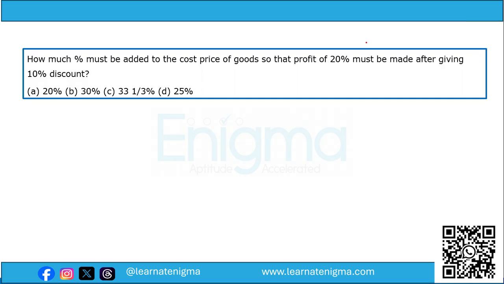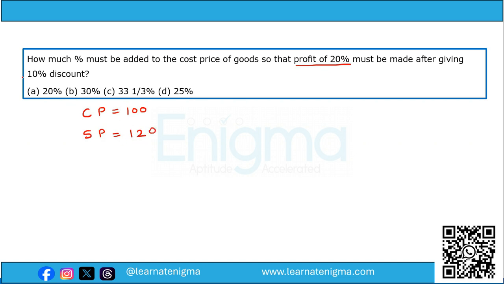How much percentage must be added to the cost price of goods so that a profit of 20% must be made after giving a 10% discount? Now, let's assume the cost price to be 100. Now we want a profit of 20%. So therefore, the selling price must be 120.